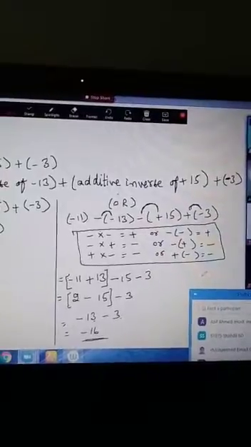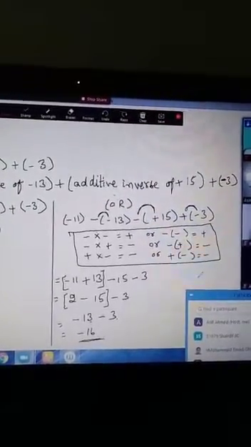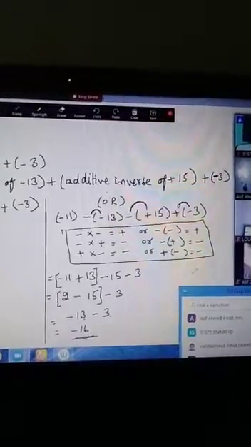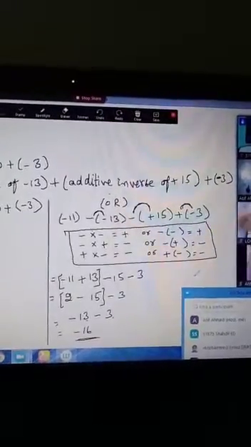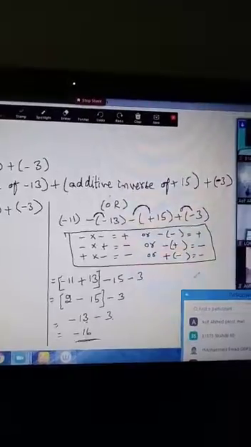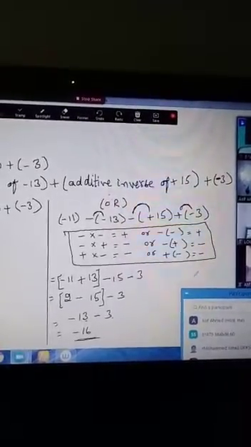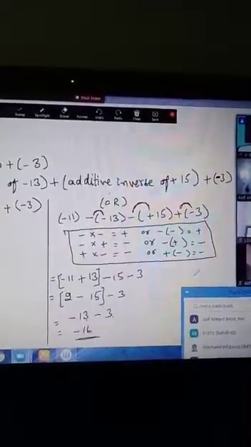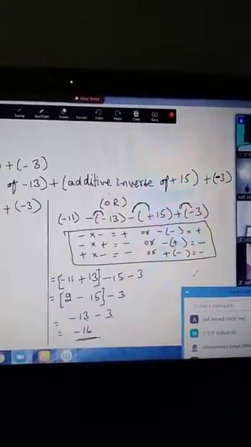Minus 11 as it is. Minus into minus becomes plus 13. Minus into plus is minus 15. Plus into minus is minus 3. The first two terms I wrote in a bracket: 13 minus 11 is 2. Then the next two terms I copied as it is, minus 15 minus 3. Then both I wrote in a bracket.